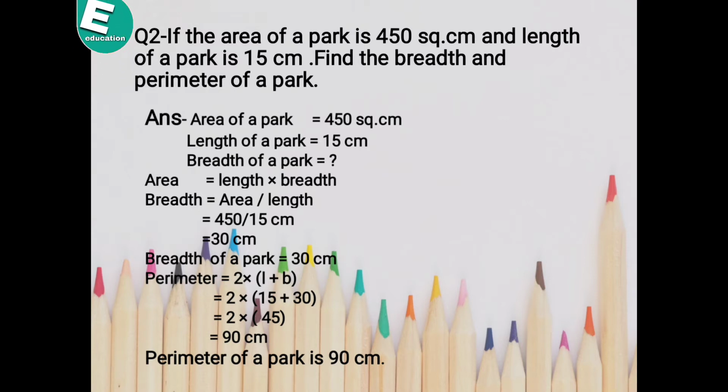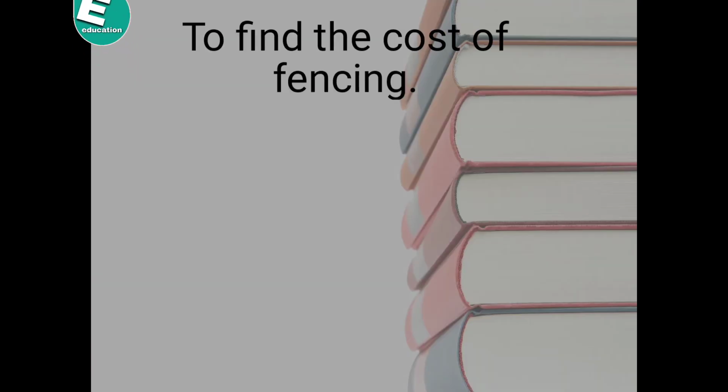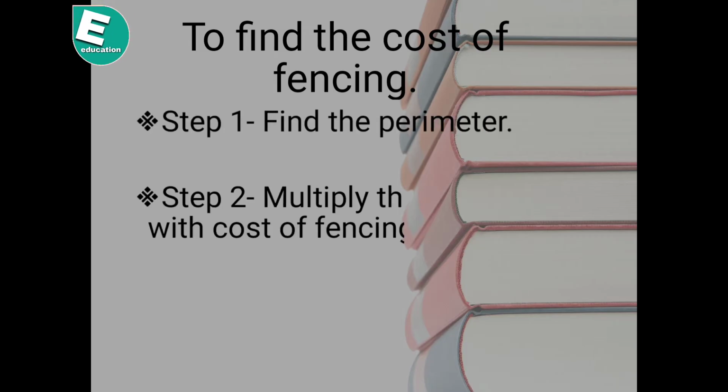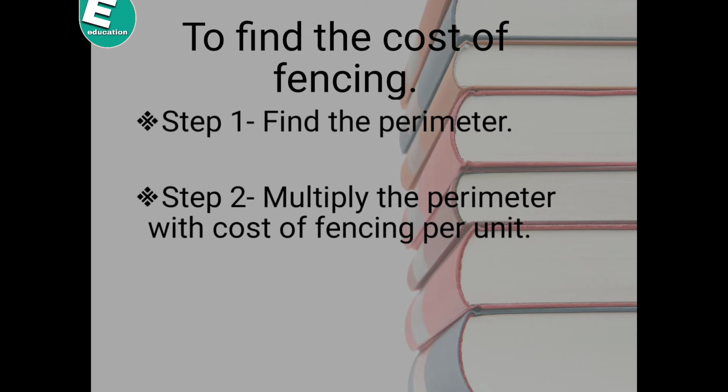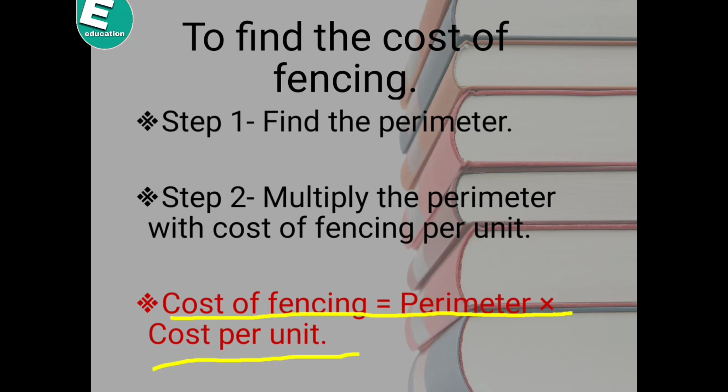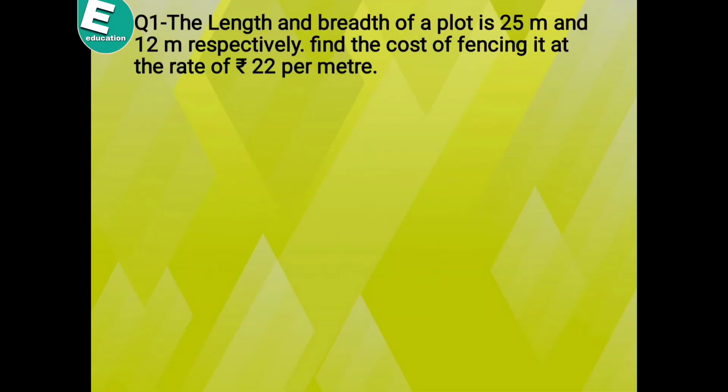Now to find the cost of fencing, first we find the perimeter, then multiply the perimeter with the cost of fencing per unit. So we can write cost of fencing is equal to perimeter multiply cost per unit. Start with first question, which is the length and breadth of a plot is 25 meter and 12 meter respectively. Find the cost of fencing it at the rate of rupees 22 per meter.